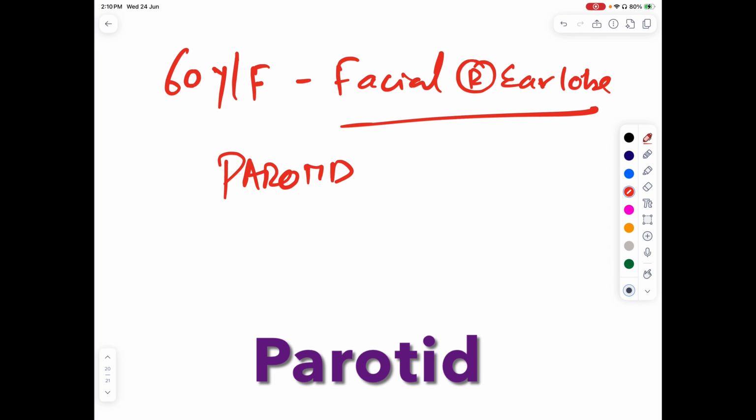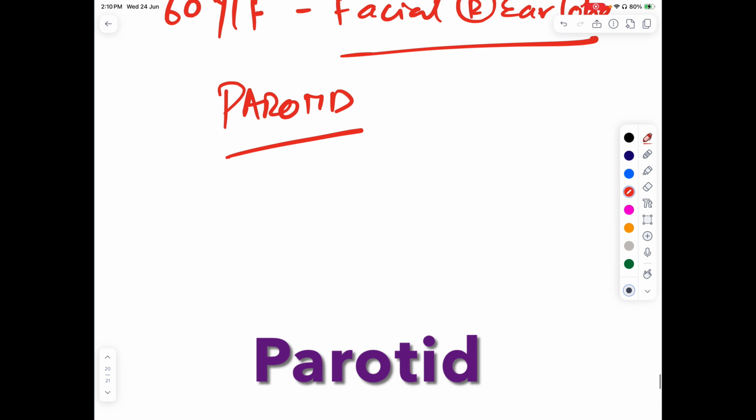Now, what is the most probable diagnosis? It is adenoma of the parotid gland. The most common benign parotid tumor is pleomorphic adenoma.